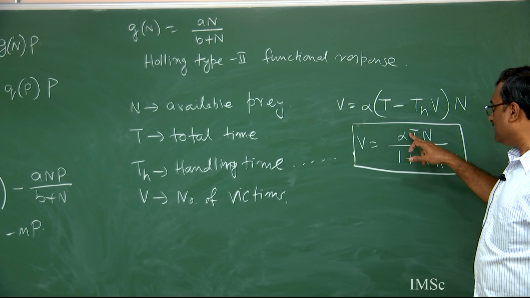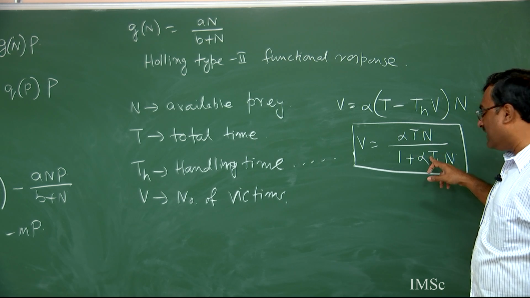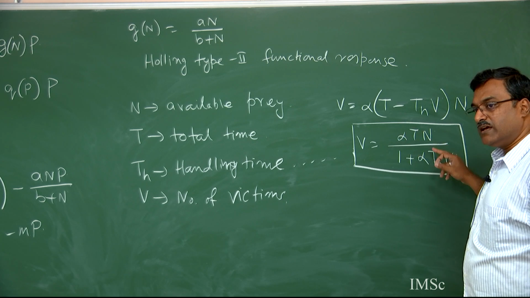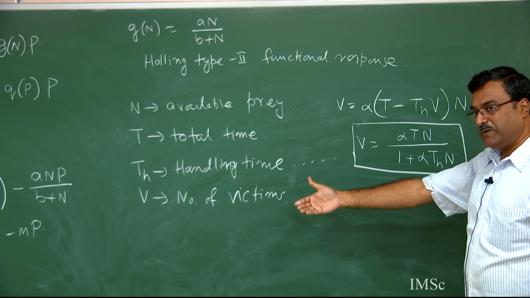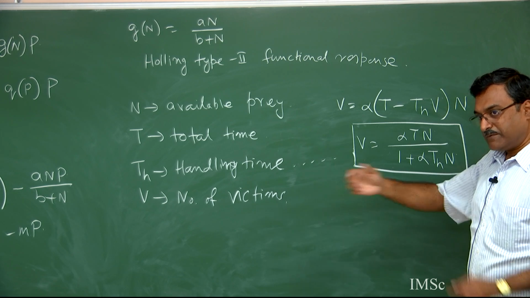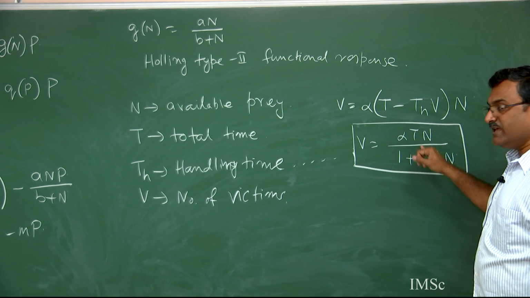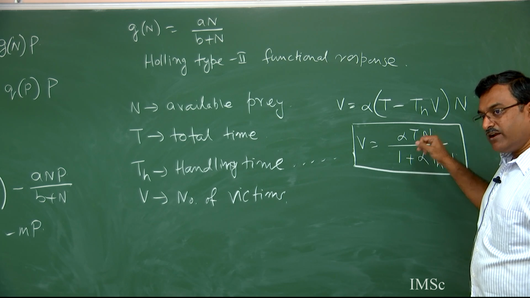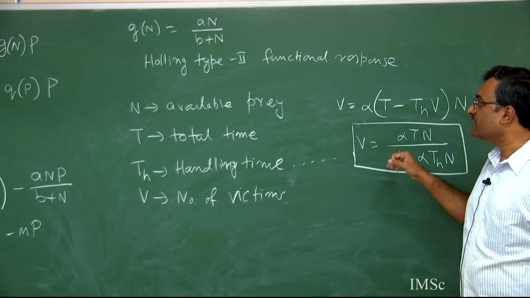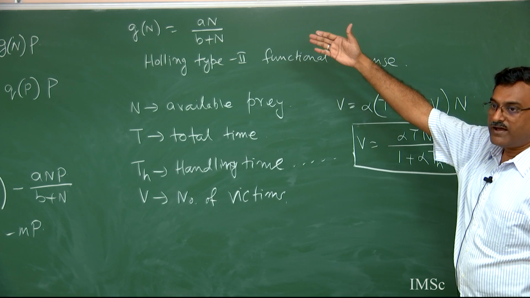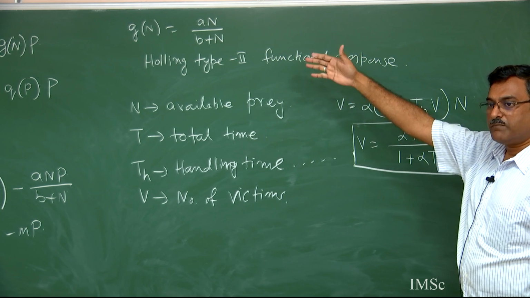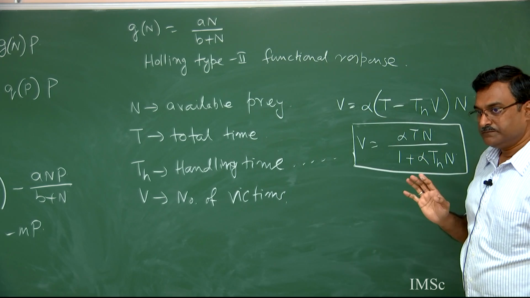This total time and handling time, they are proportional to the number of prey available there. So that means they are also proportional to n. So then this term will be modified by n square, and accordingly you will be having Holling type 3 functional response as some alpha n square by beta square plus n square instead of this one.